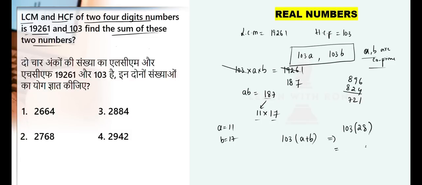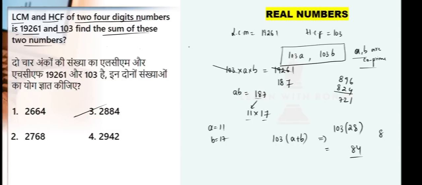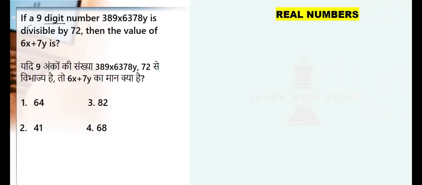So 3 8s, so unit digit we will get 4. We have two options. So 28, 3 how much? 60 plus 24, 84, 8 carry forward, 2 3s 6, 6 plus 8. So last two digits 84. Option number 3 is our answer. Next number. See this one. If a 9-digit number, means this number is divisible by 72, they ask us to find this value.